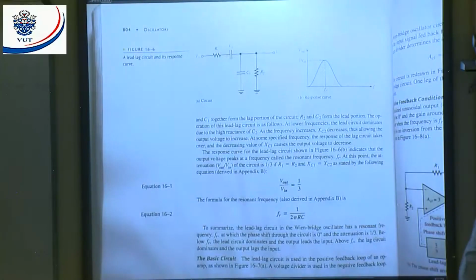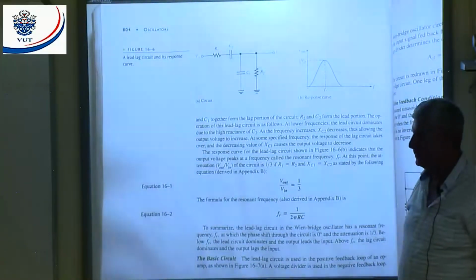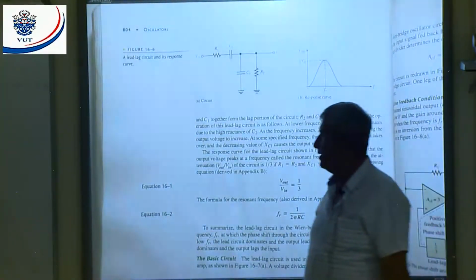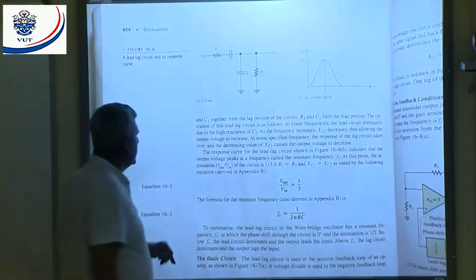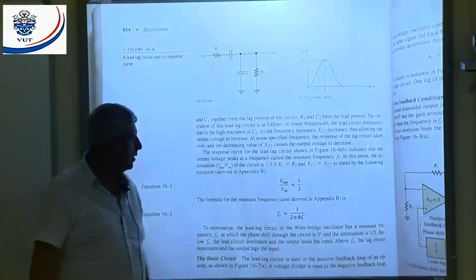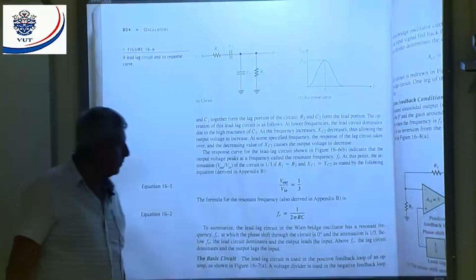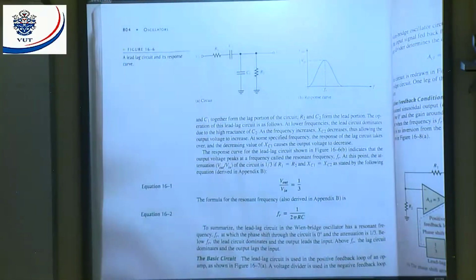I repeat, the output is basically 1/3 of my input. That means that's the amount of attenuation. If we look at equation 16.1, Vout over Vin is equal to 1/3. The formula for my resonant frequency is 1/2πRC. That is the resonant frequency of the lead-lag circuit.